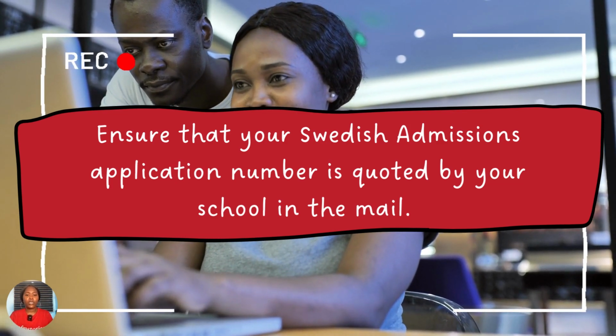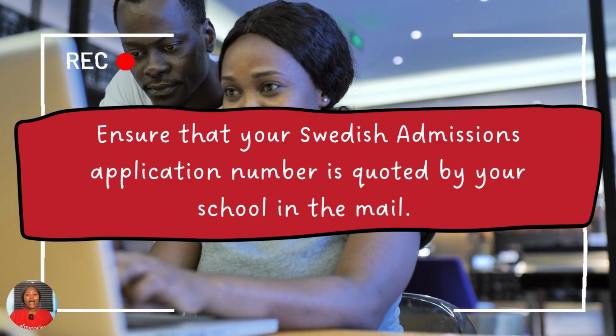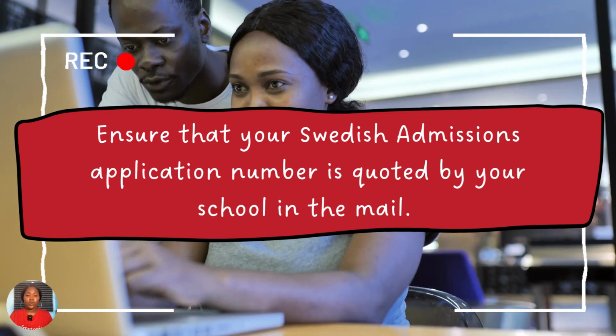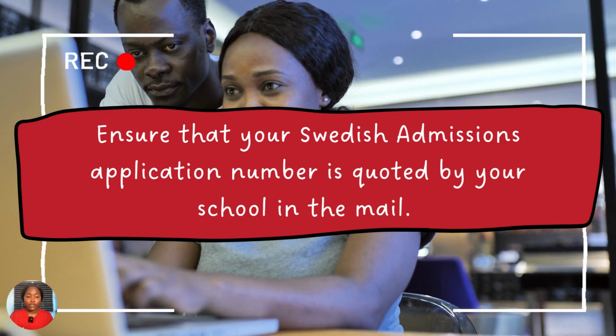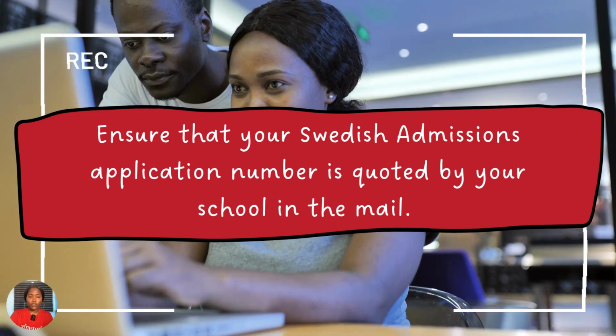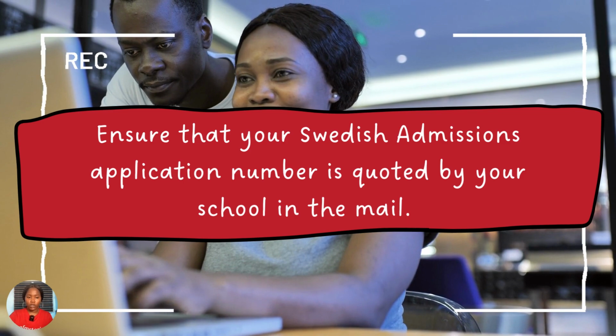One thing that you need to know is ensure that your admissions application number is quoted in your school email. Like, ensure that your school quotes your application number. This is usually on your portal. The upper left of your portal is where this detail is.